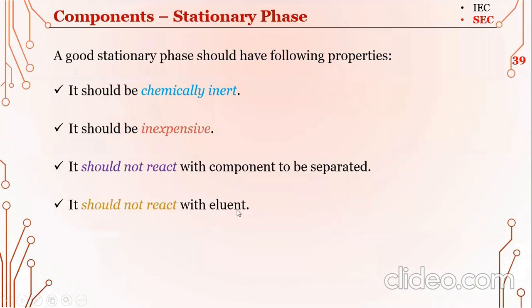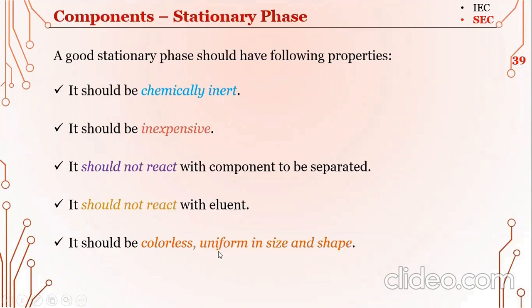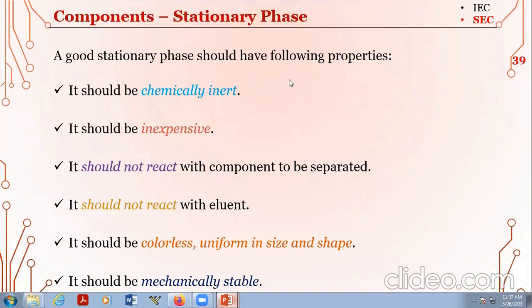It should not react with the eluent as well, and it should be colorless, uniform in size and shape. The uniformity is important in both size and shape. And it should be mechanically stable, like it should be a stable molecule. If the stationary phase is not stable, it will not be possible to do chromatography. So it should be mechanically stable.